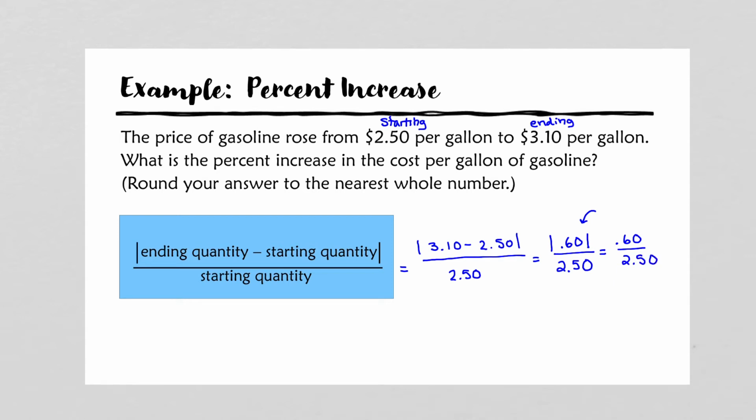If we pull out a calculator and do a quick calculation, we determine that 0.6 divided by 2.5 is just 0.24. In other words, our percent increase is 0.24, or if asked to put it as a percent, we would move the decimal 2 places to the right, which gives us 24%. There is a 24% increase in the cost of gasoline from $2.50 to $3.10. Now let's take a look at how we can use this formula in an example of percent decrease.